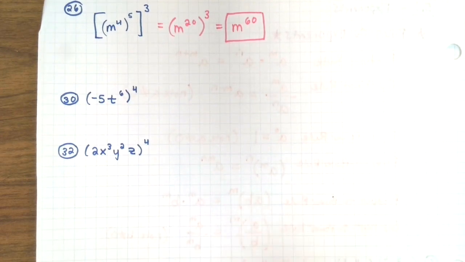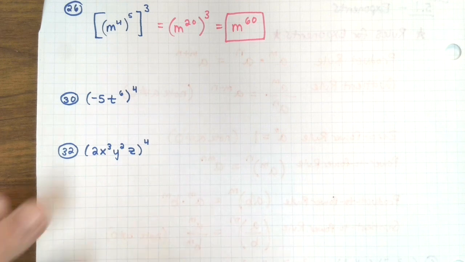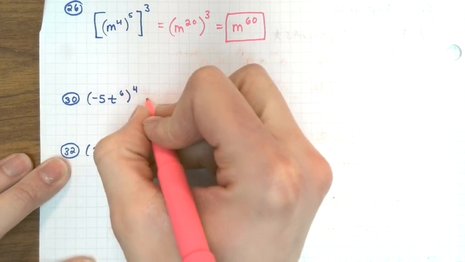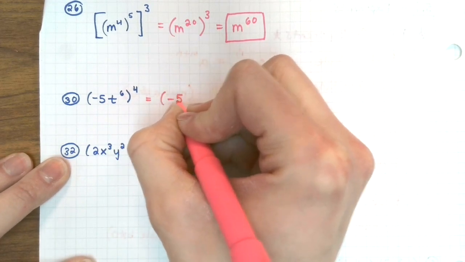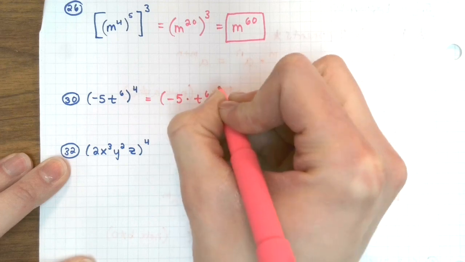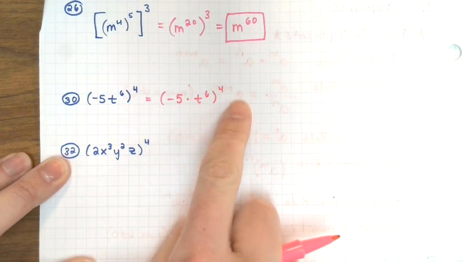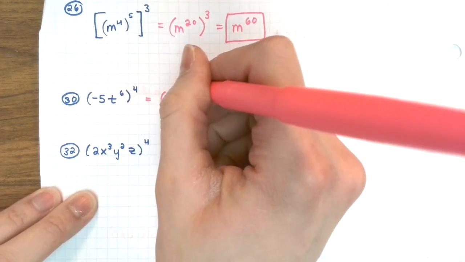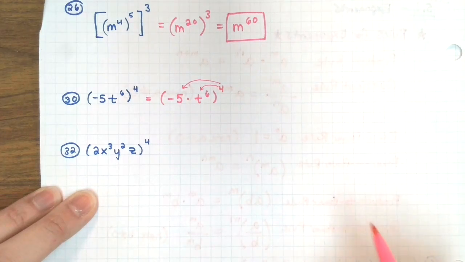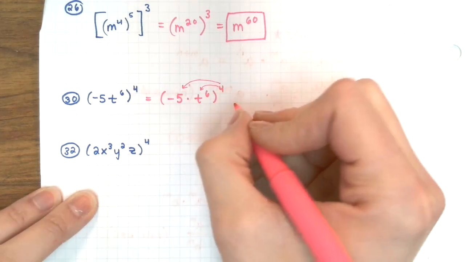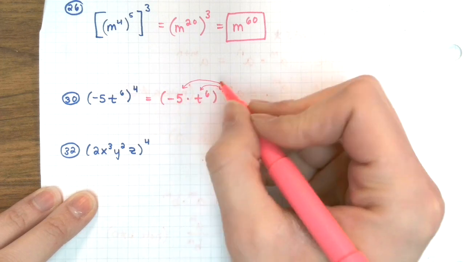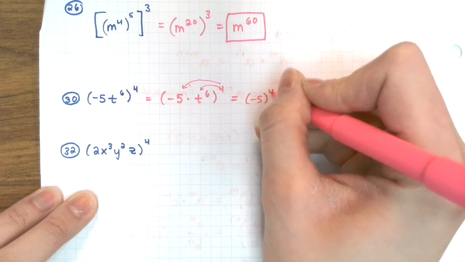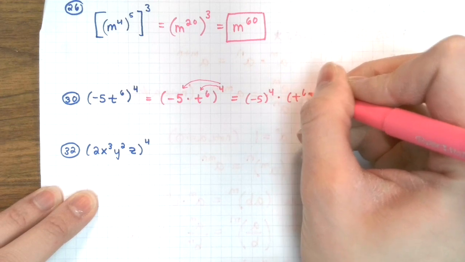The next 2 examples have us using the product to power rule. So these are questions number 30 and 32 out of the book. And this product to power rule, we have a product inside of the parentheses. So I'm going to rewrite this just so that it's a little bit more in its expanded form. So times and then t to the 6th to the 4th. So we have this product here. So it's a product to a power. And essentially what you're doing, you can almost think of it as you're distributing this exponent to everything that's inside the parentheses, all those different factors. So this is going to end up being negative 5 to the 4th times t to the 6th to the 4th.